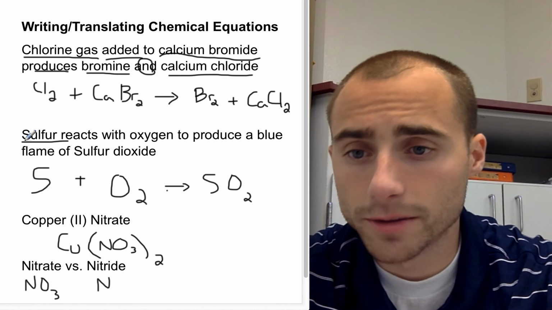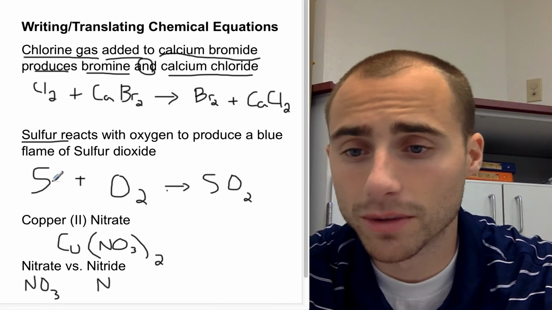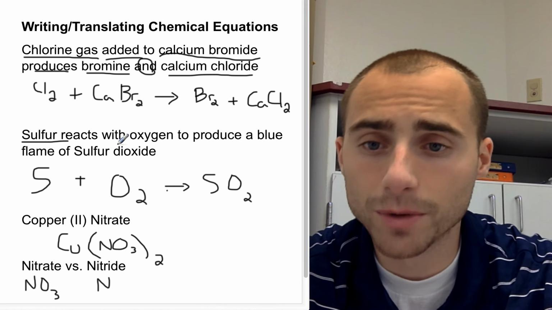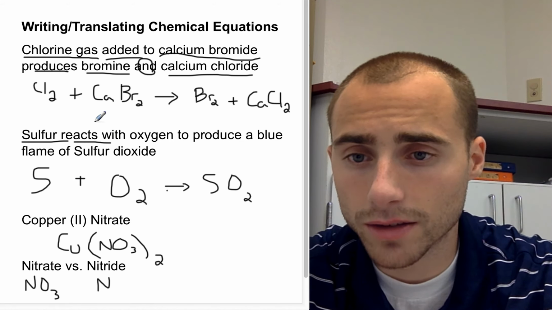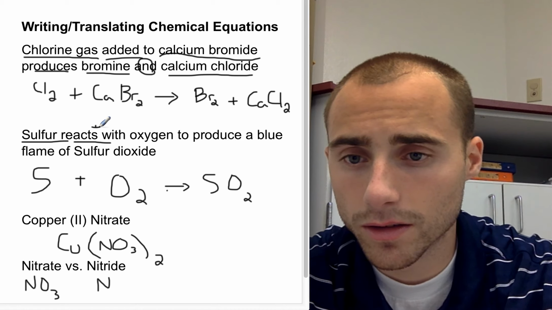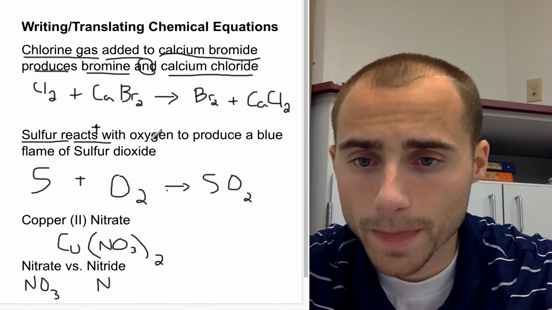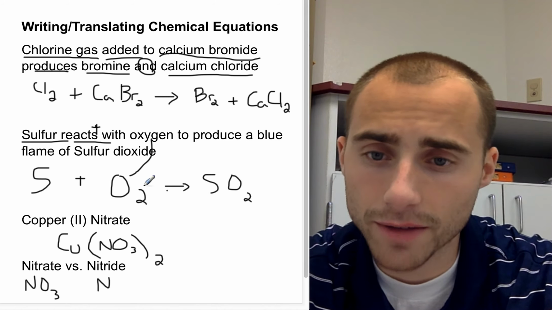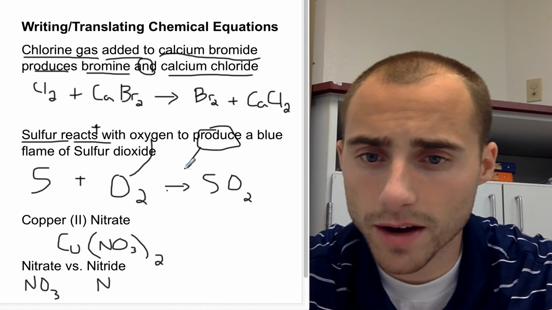Got another one right here. Sulfur, that's my S. It is not one of those 7 diatomic elements, so I don't need to put a 2. So S can be by itself. Sulfur reacts with, that's where I get my plus sign. It's from the reacts with, that is the plus sign. Oxygen, my oxygen, O2. It has to have the 2. To produce is my arrow.